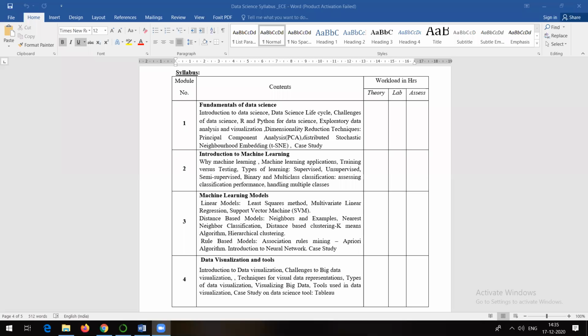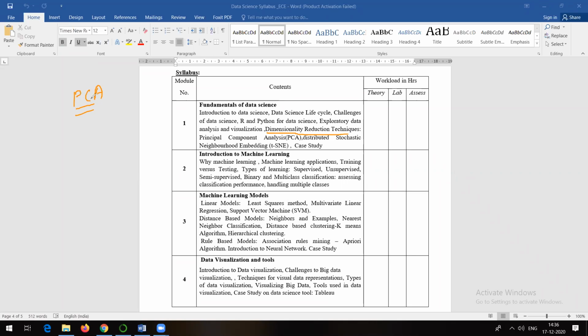So in the last session, if you remember, we were talking about principal component analysis, which is one of the dimensionality reduction techniques, right? In the last session I gave you an idea about PCA, how it works and what it does. So principal component analysis is one of the dimensionality reduction techniques which we talked about in the last session.